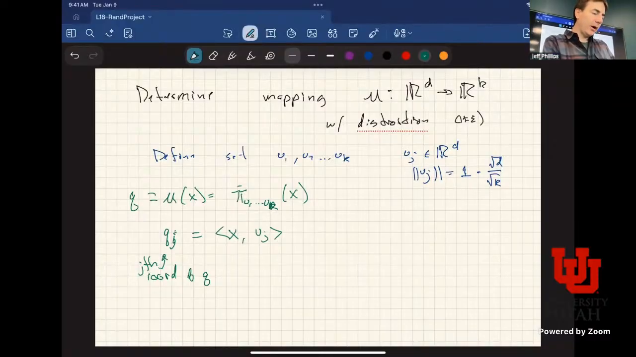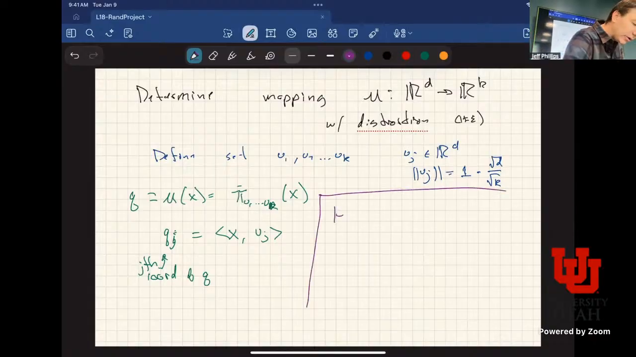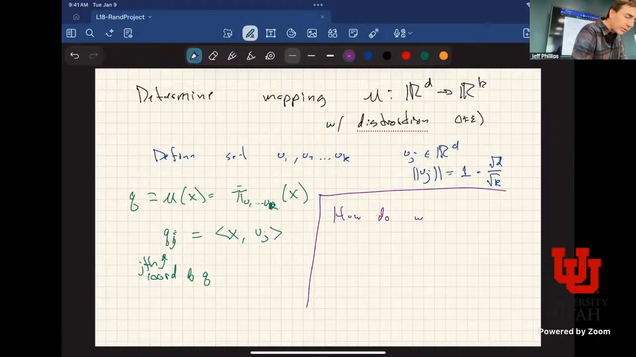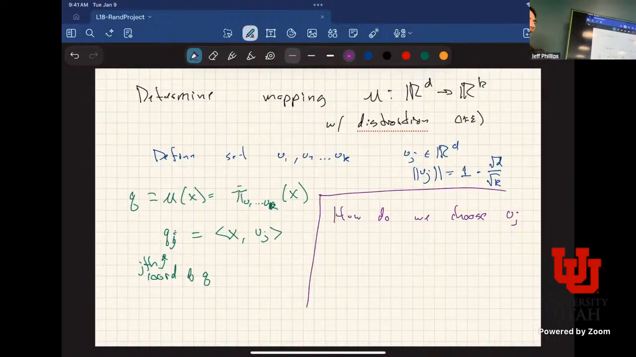Okay, so how do we choose Uj, right? How do I choose one of these vectors? I'll give you a hint, it's going to be random somehow. Okay, good. So what does it mean to choose that at random? Good, so I'm going to choose this at random. It's a random projection. Uniformly, what does uniformly mean? Every what?